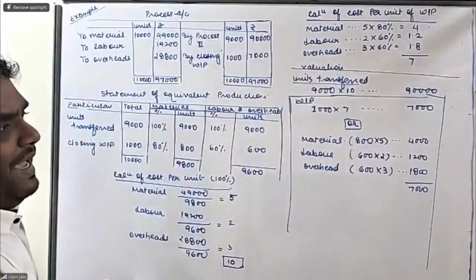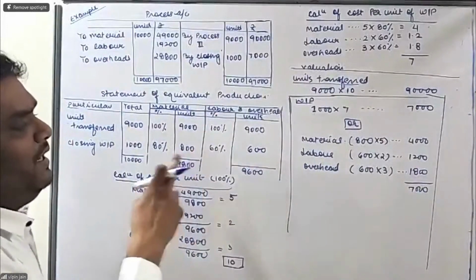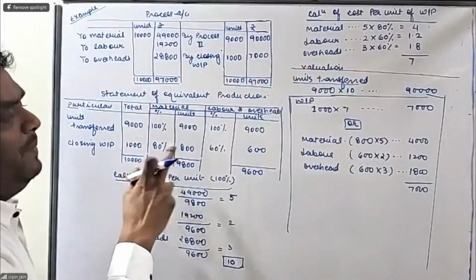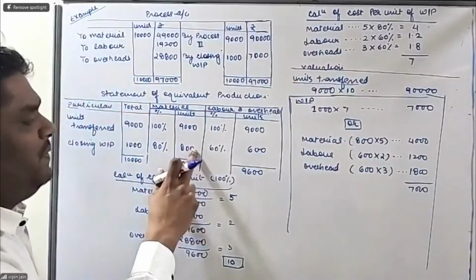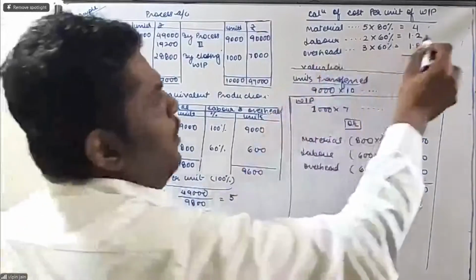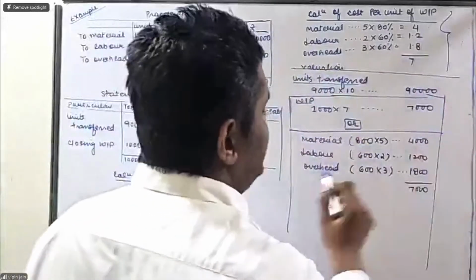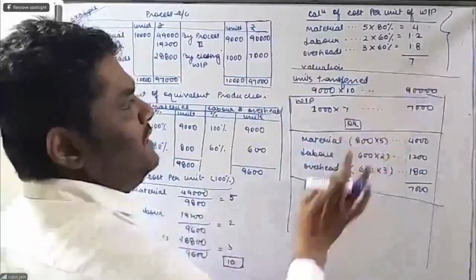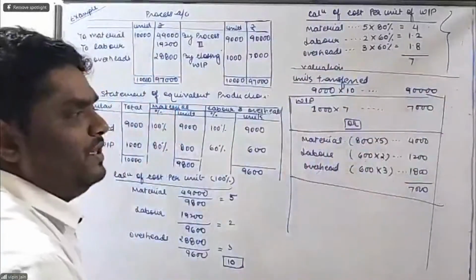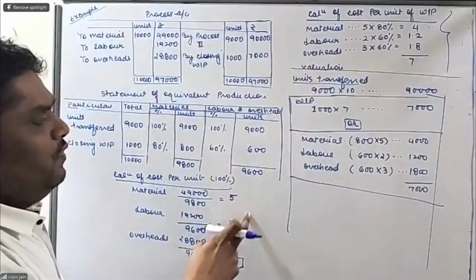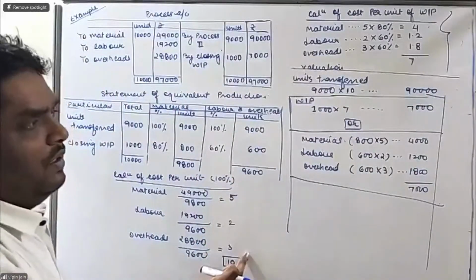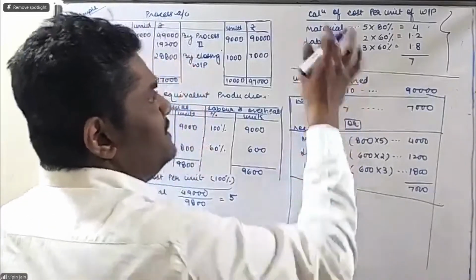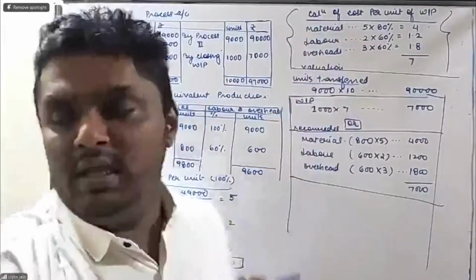So you can directly calculate the value of work in progress this way, wherein 800 into 5, because, as I said, 1000 units that are 80% complete will be equal to 800 units that are 100% complete. So herein, instead of doing all this exercise, you can directly calculate the cost this way. Herein, we calculated the cost per unit separately into 1000. So this is how I got 7000. Alternatively, 800 into 5, 600 into 2, 600 into 3. Both the approaches are correct, but this approach is recommended, because you will not need to make an additional working note.